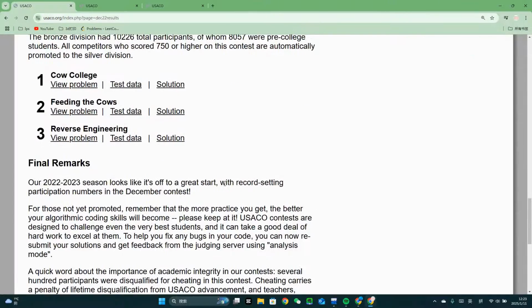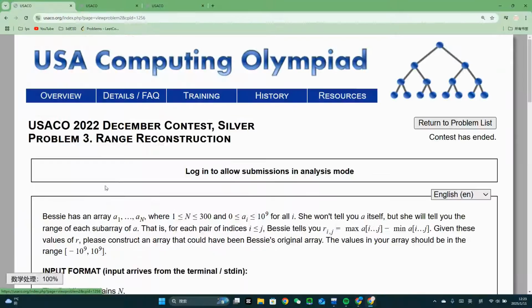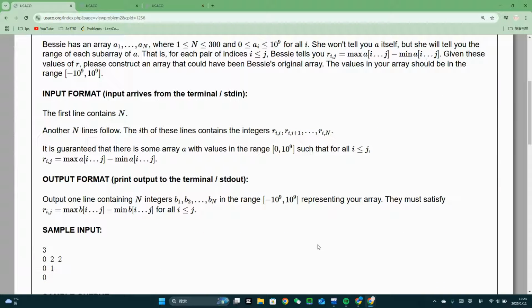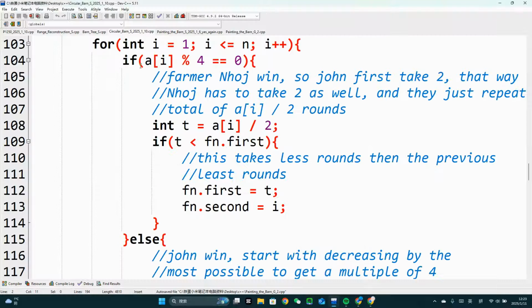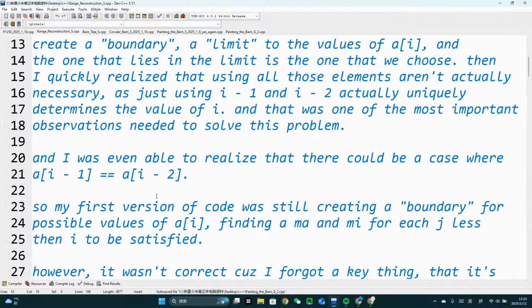And the last one actually is, I don't think it's harder than the second one, but I somehow wasn't able to solve it. I made basically all the observations needed and just couldn't solve it.